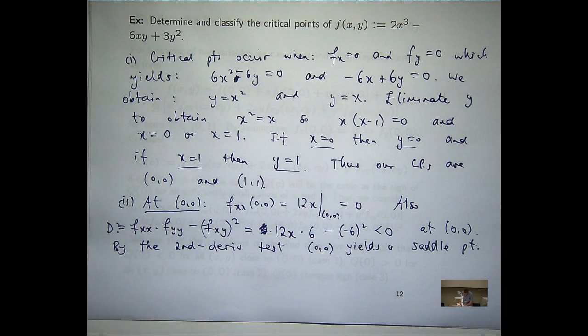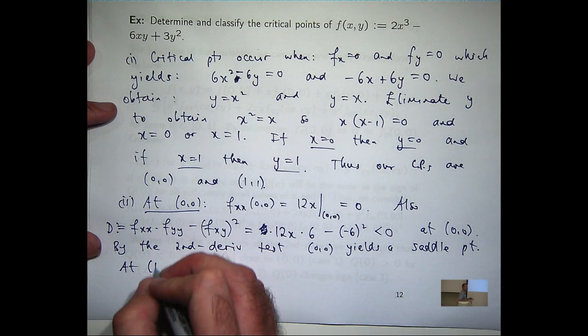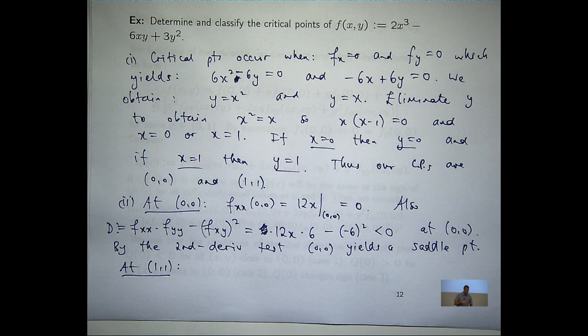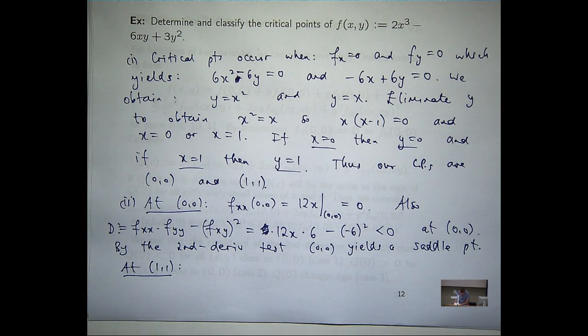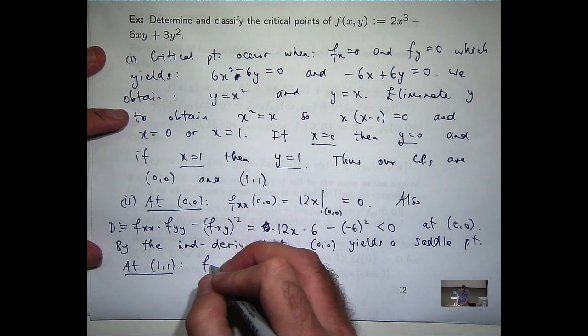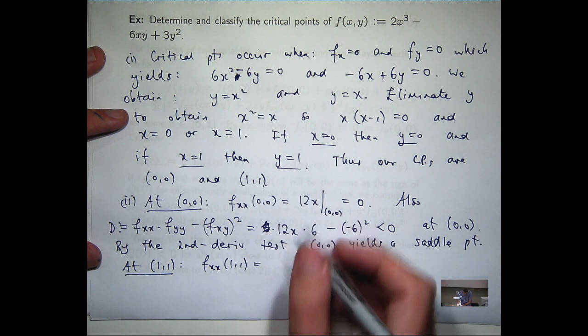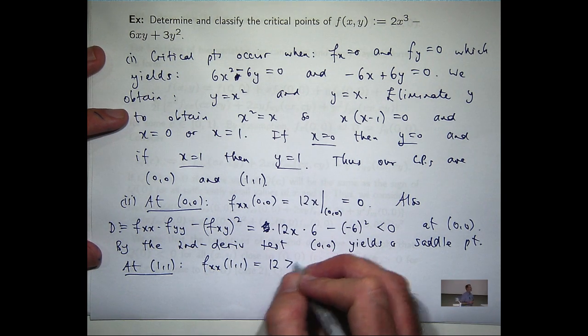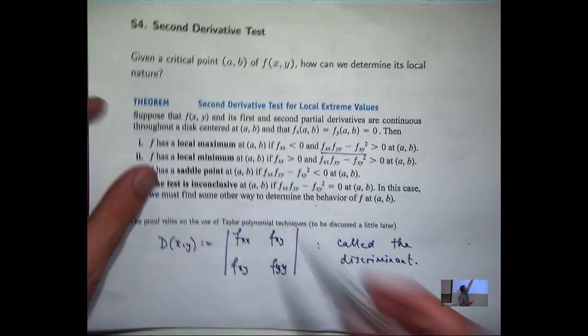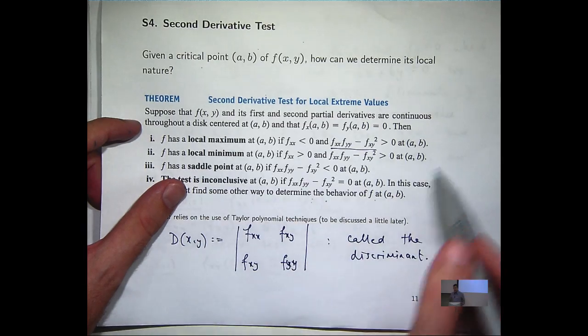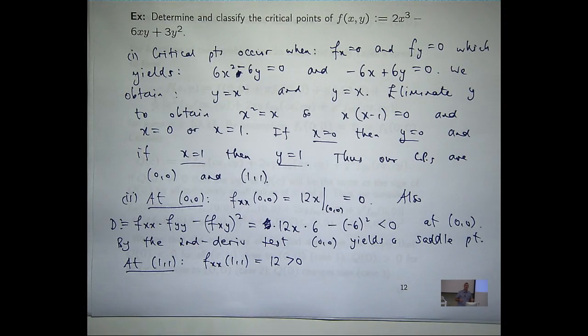Okay, so let's forget about 0, 0. Let's look at 1, 1. It's just the same thing. Let's look at f sub xx at the point of interest, look at the sign on it, and then look at the sign of the discriminant. If that's f sub xx, it's just going to be 12, right? So that's positive. Let's go back here. It can't be the first case, might be the second case. Let's look at the discriminant and see.